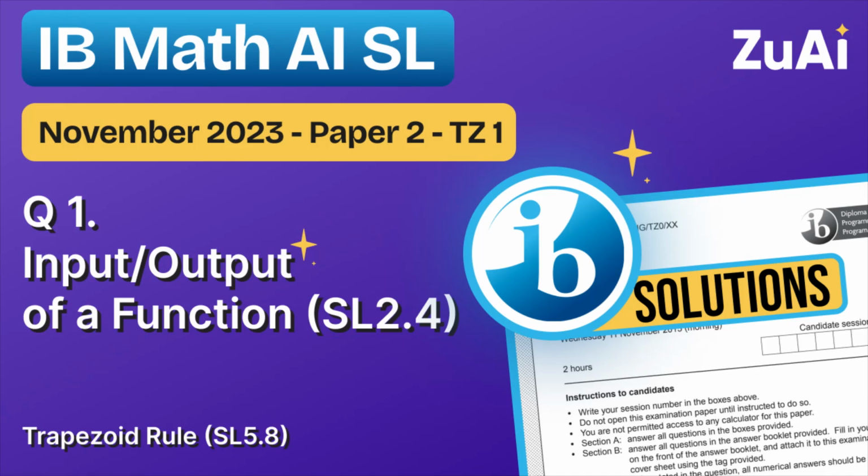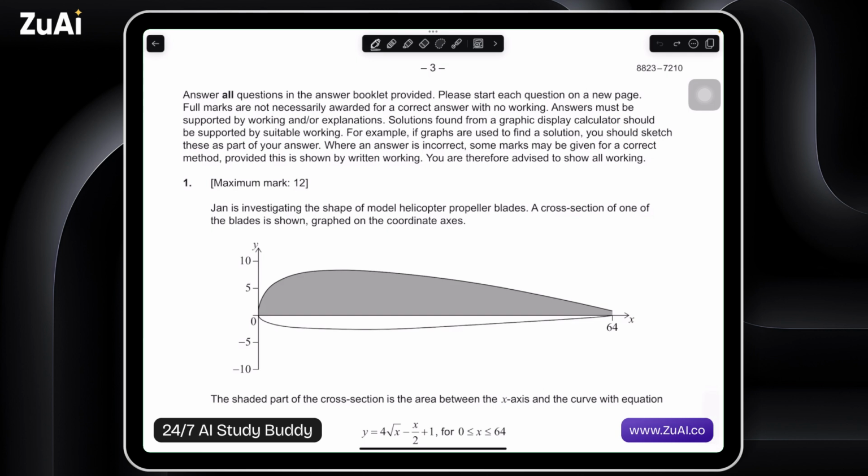This is paper 2 from November 2023, and this is time zone 1. Now let's have a look at it and see what we can do. Okay, the first question is a 12-mark question.